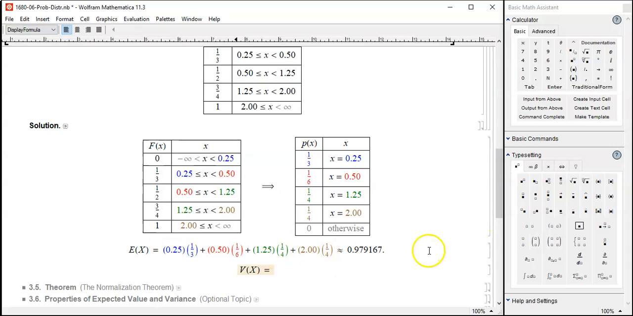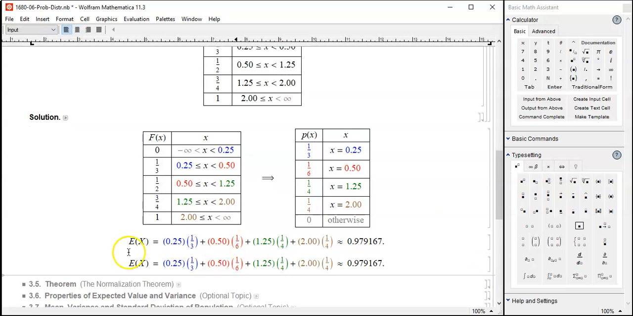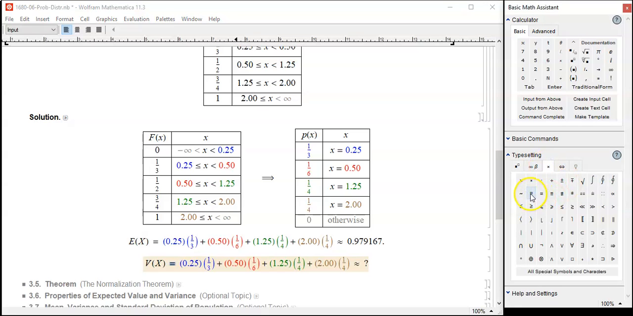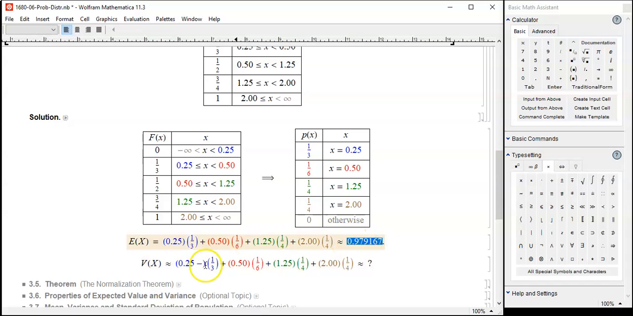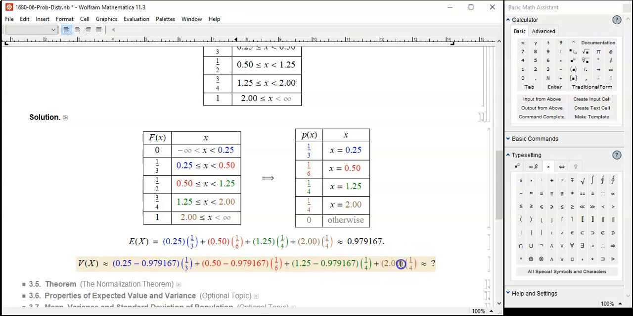Oh, what was I thinking? I should have just copied and pasted this thing. And then let's do variance. And then everything's an approximation, so let's just change it there. And let this one minus this number, minus that, minus that. Am I missing something?